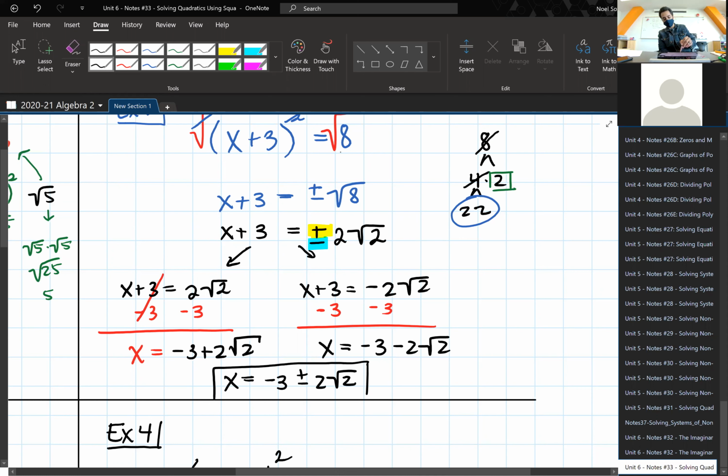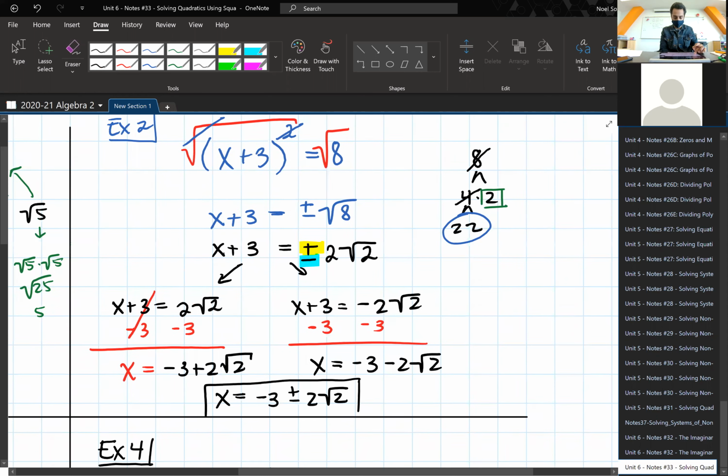Yes, the thing I do to the 8, it's simplifying. Right? We're simplifying the root.